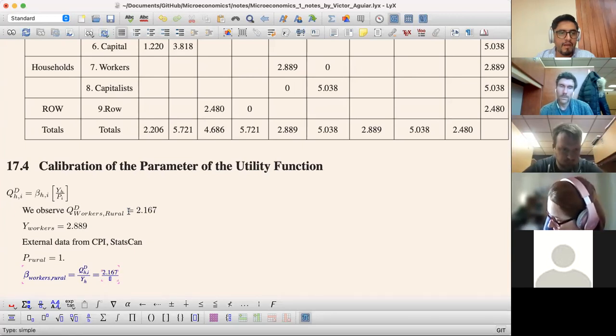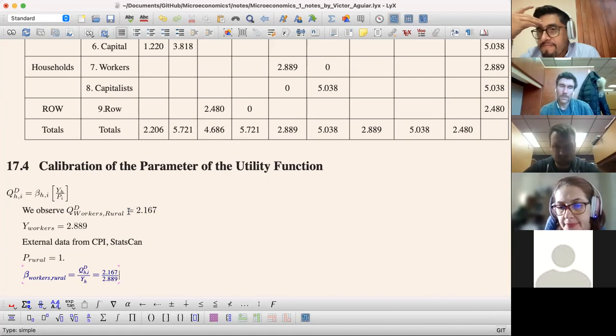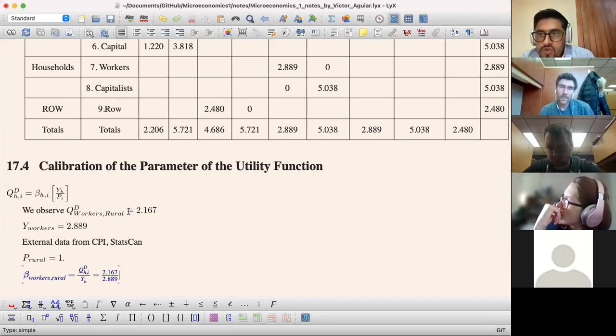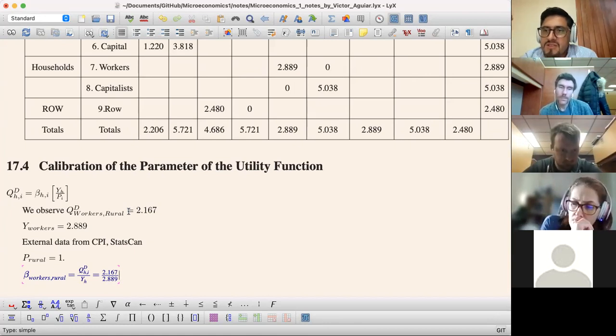Yeah, and the income is 2.889. Okay, so this will give you a value, and this is the beta. So this is one of the simplest ways to calibrate. This is a Cobb-Douglas, and you're calibrating the shares. That's why people choose Cobb-Douglas many times, because it's so simple to calibrate, right? It's just a division, and then you get your beta.